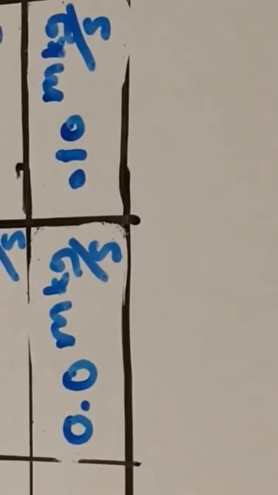When we look at the momentum after the collision, our red cart has 0.0 meters times kilograms over seconds. And the blue cart has 0.10 meters times kilograms over seconds. When we add the total of both of those up, we have 0.10 meters times kilograms over seconds.